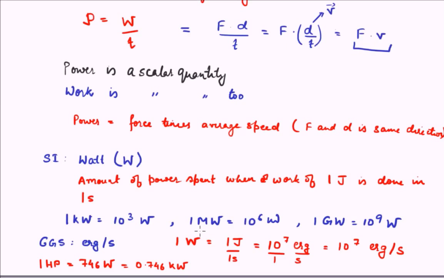Now this is about the units of power. We saw the definition of power. We understood the difference between power and work, that power is basically the rate of doing work. We saw the different units. We saw the relation between the CGS unit and the SI unit of power. Now let us see what energy is.